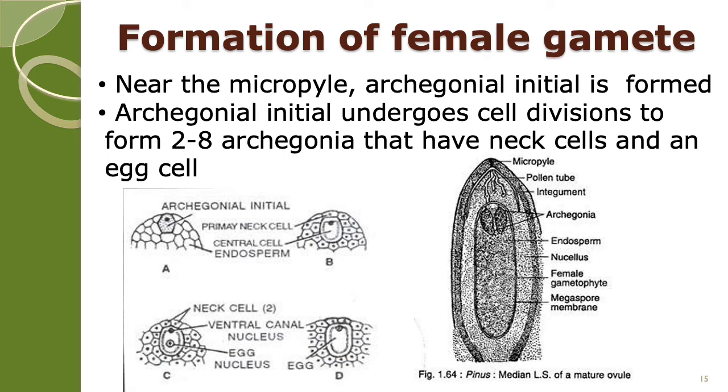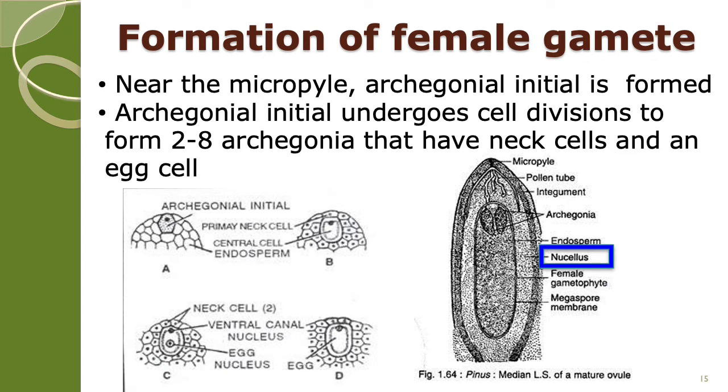Now when we look at the figure shown on the right, here we can see 2 archegonia that have formed in that megasporangium. Now these archegonia are present in the endosperm, and this endosperm are the haploid cells that are surrounding the archegonia. The archegonia and the endosperm together are the ones that make up the female gametophyte.